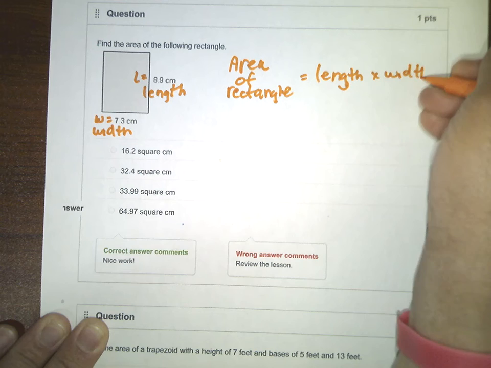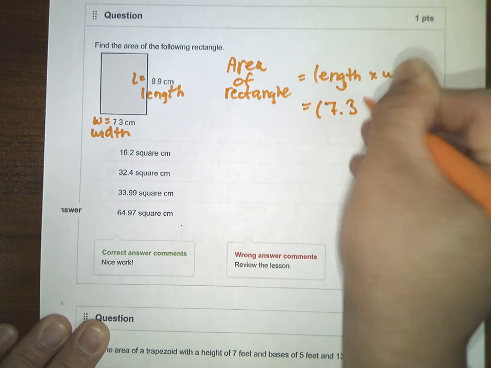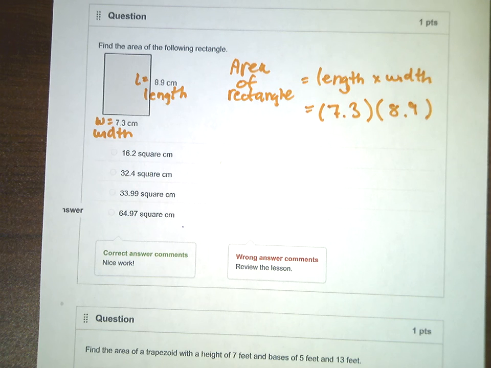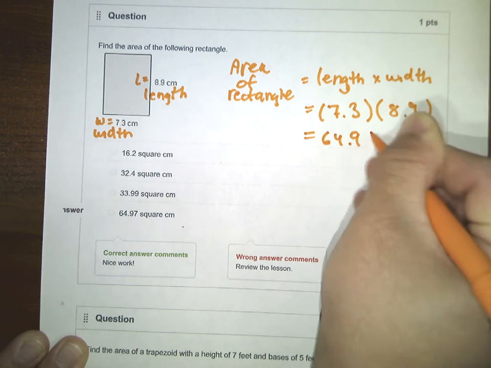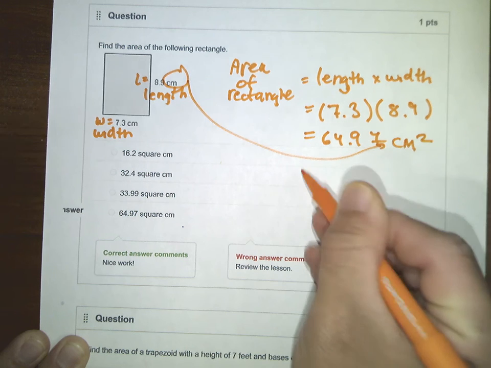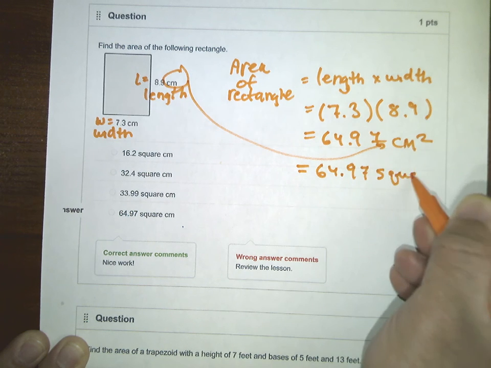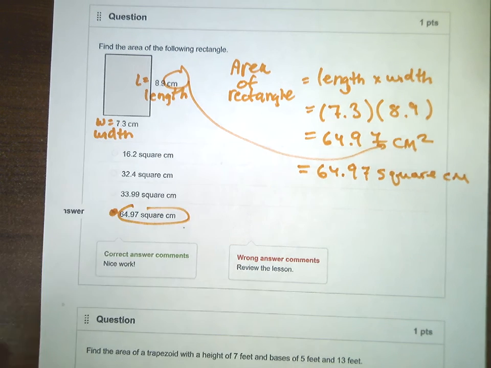All right, so the area of a rectangle is going to be the length times the width. So the length is going to be, well, that is 7.3 and the width is 8.9. So 7.3 times 8.9, that is 64.97, but the original units were centimeters, so this is centimeters squared, or you could write it as square centimeters. There is the answer. What a time to be alive.